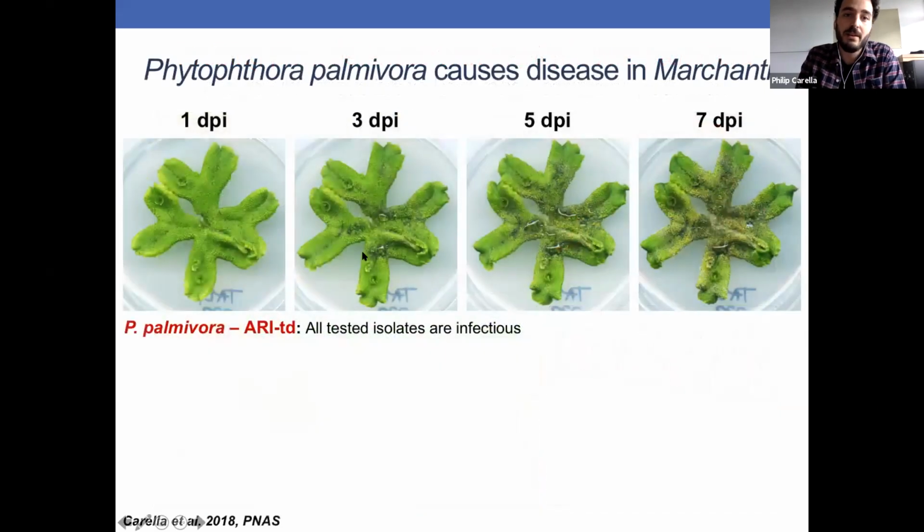One of the first things I did was just mix the two of them together. I dropped spores of palmivora on top of liverwort thalli, and you can see from a time course of 1 to 7 days that the plants are succumbing to infection. In these droplets, the pathogen starts growing and then spreading along the thallus until it takes over the entire plant. All of the isolates that I've tested, different palmivora isolated from different host plants around the world, all seem to be able to infect Marchantia very well.